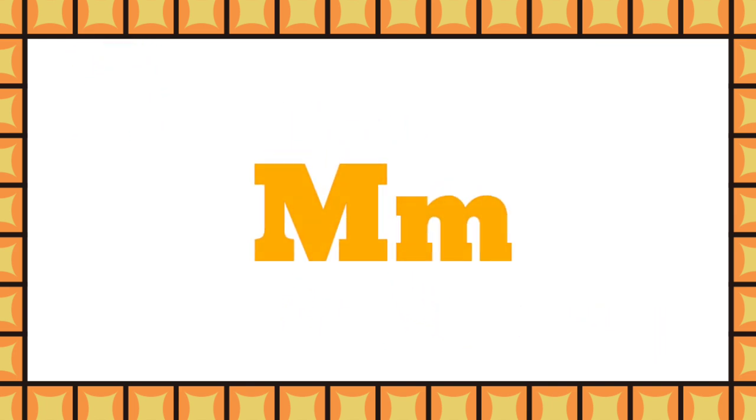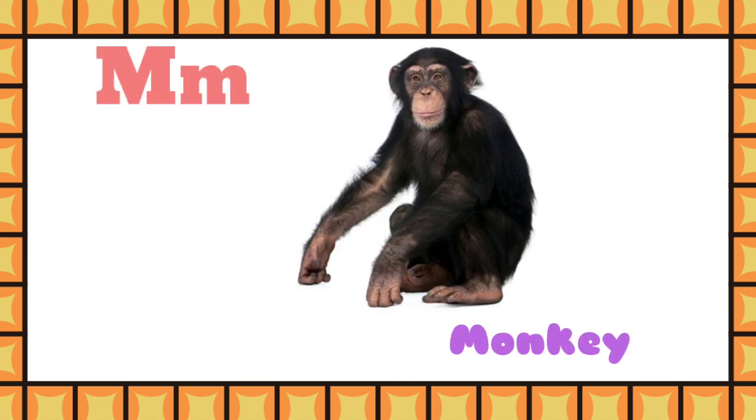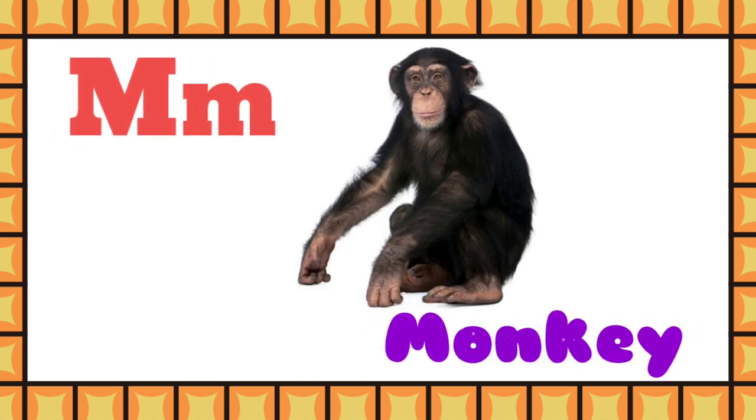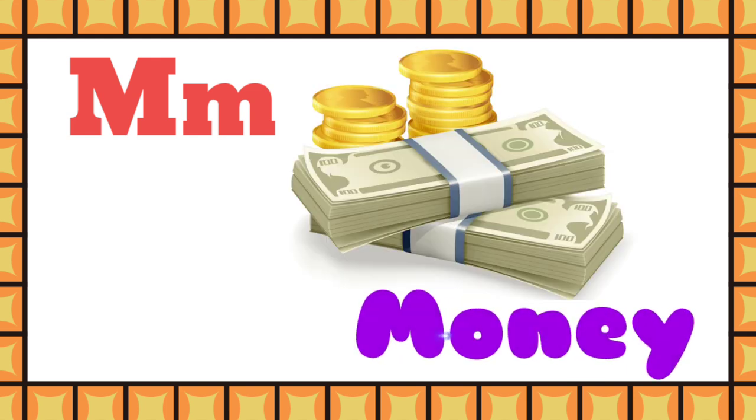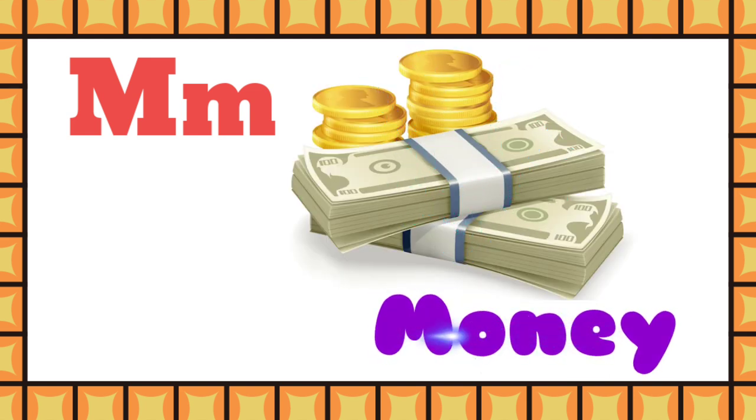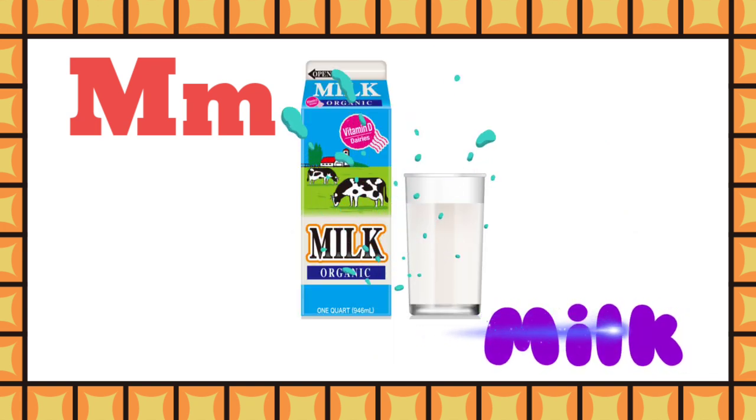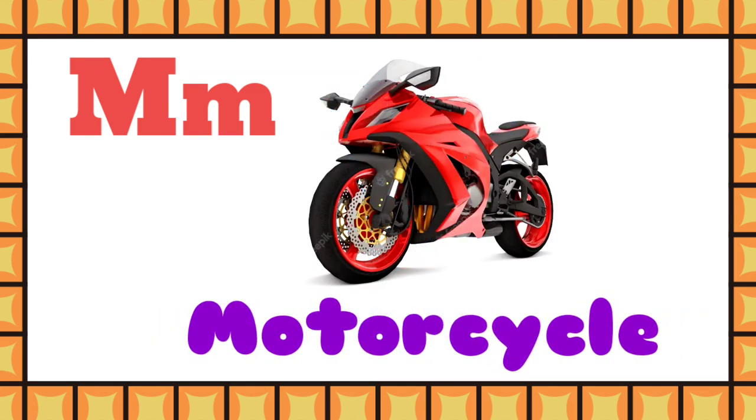Here comes your letter M. M for monkey. Monkey. Mango. Mango. Money. Money. Another for milk. Milk. And lastly, M for motorcycle. Motorcycle.